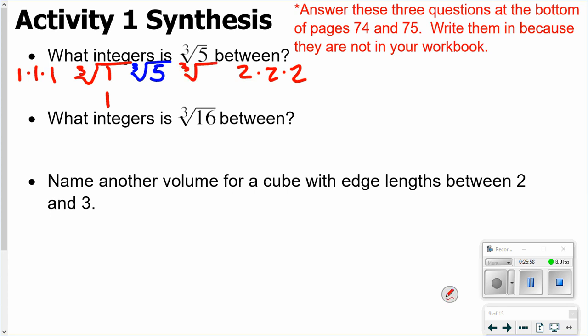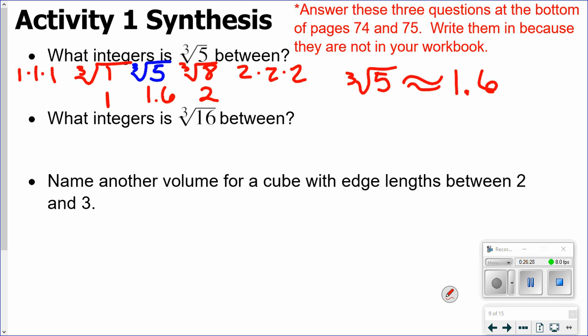The cube root of 8 is 2, because 2 times 2 is 4, right? 4 times 2 is 8. And 5 falls between 1 and 8, a little bit closer to 8, so maybe around 1.6 might be a good approximation. So we could say that the cube root of 5 is approximately 1.6 units long. All right, let's try one more.